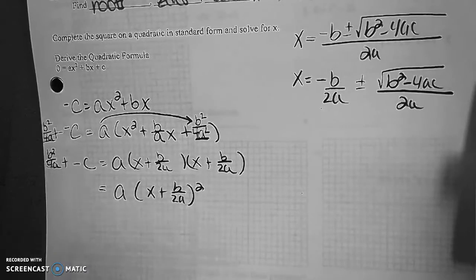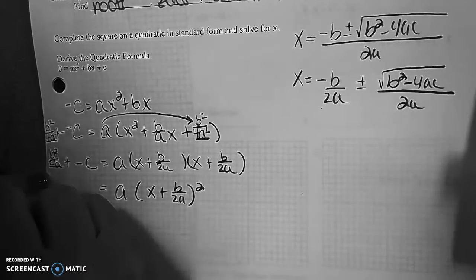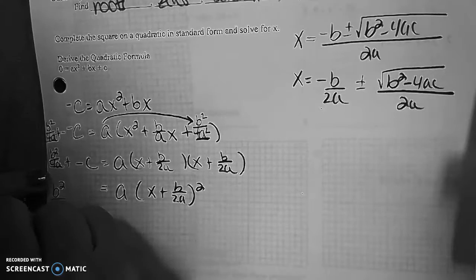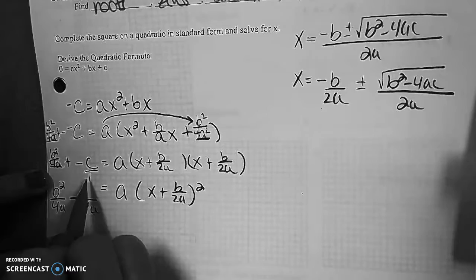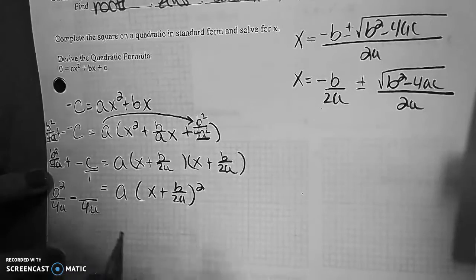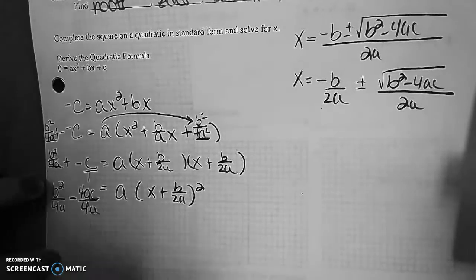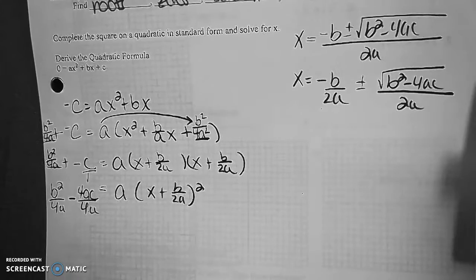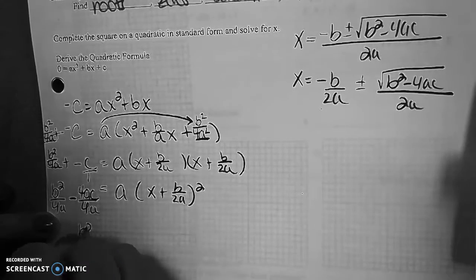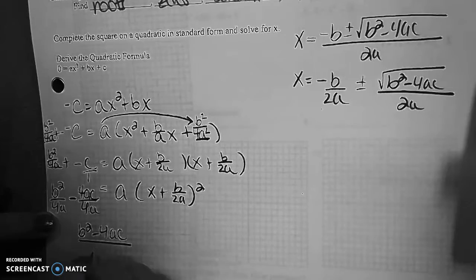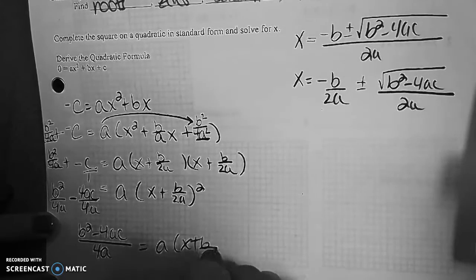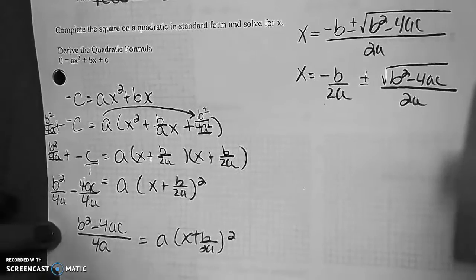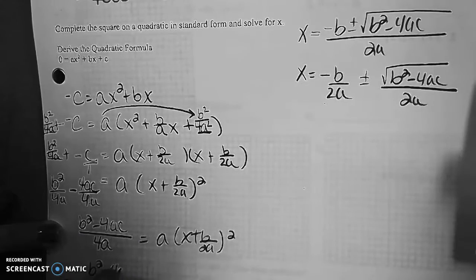On the left-hand side, I'm going to go ahead and get a common denominator. So I'll have b squared over 4a. And then, to get a common denominator, that's over 1. I would need to multiply 1 by 4a and c by 4a. Getting closer there. So I can write that as b squared minus 4ac all over 4a. Does some of that sound familiar from the quadratic formula? Let's now divide by a. So b squared minus 4ac all over 4a squared.